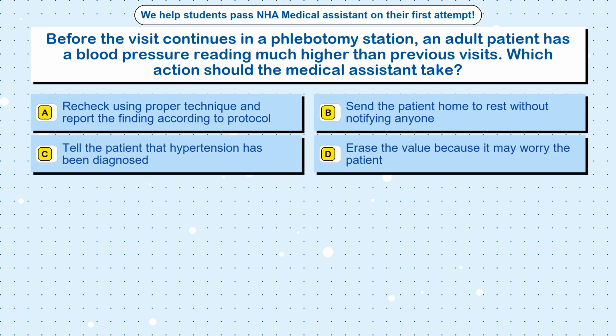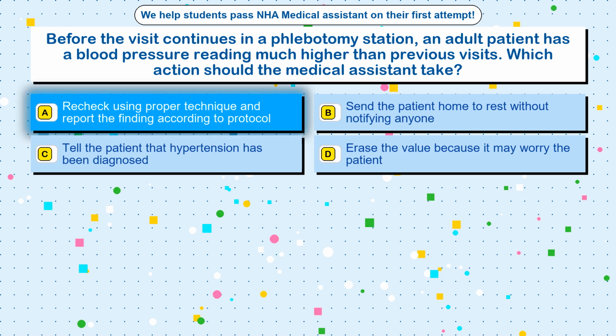Question 97. Before the visit continues in a phlebotomy station, an adult patient has a blood pressure reading much higher than previous visits. Which action should the medical assistant take? Option A. Recheck using proper technique and report the finding according to protocol. Option B. Send the patient home to rest without notifying anyone. Option C. Tell the patient that hypertension has been diagnosed. Option D. Erase the value because it may worry the patient.